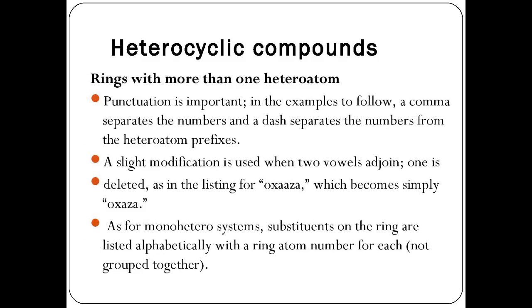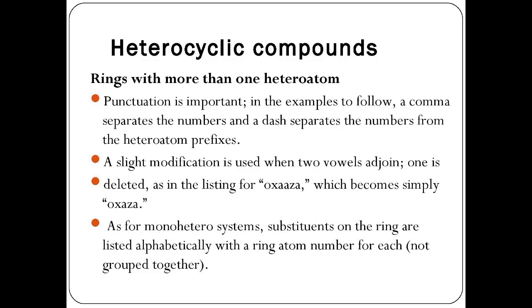For rings with more than one heteroatom, as we've discussed already, punctuation is very important. In the examples to follow, a comma separates the numbers and a dash separates the numbers from the heteroatom prefixes. A slight modification is used when 2 vowels adjoin, one is deleted, as in the listing for oxaaza, which becomes simply oxaza. That means only one A is required, since we have a vowel followed by the next word beginning with a vowel, that is A.